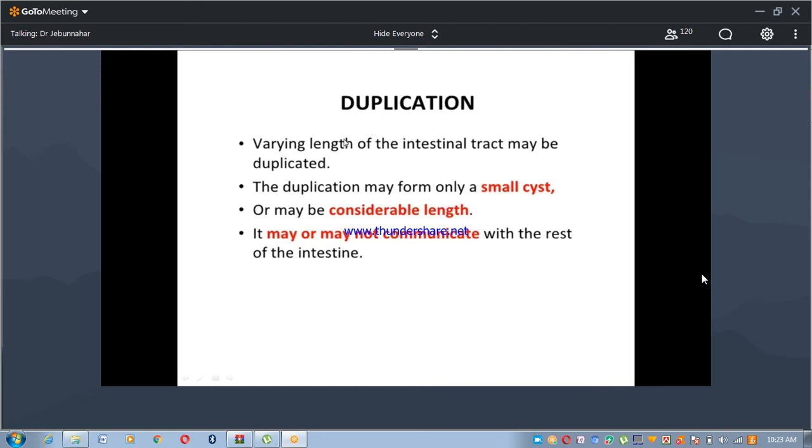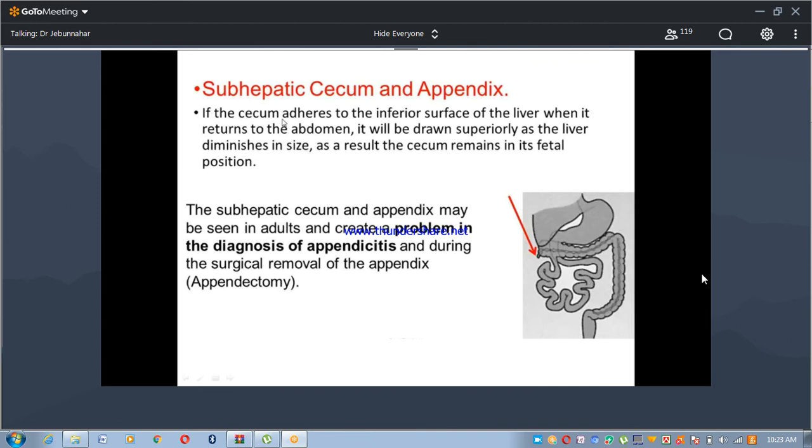There may be duplication of the various parts of the GIT, due to varying length of the intestinal tract being duplicated. The duplication may form only a small cyst or may be of considerable length, and it may or may not communicate with the rest of the intestine. These are the congenital anomalies. Now there may be congenital abnormal position of the appendix. If the cecum adheres to the inferior surface of the liver when it returns to the abdomen, it will be drawn superiorly as the liver diminishes in size, as a result of which the cecum remains in its fetal position.